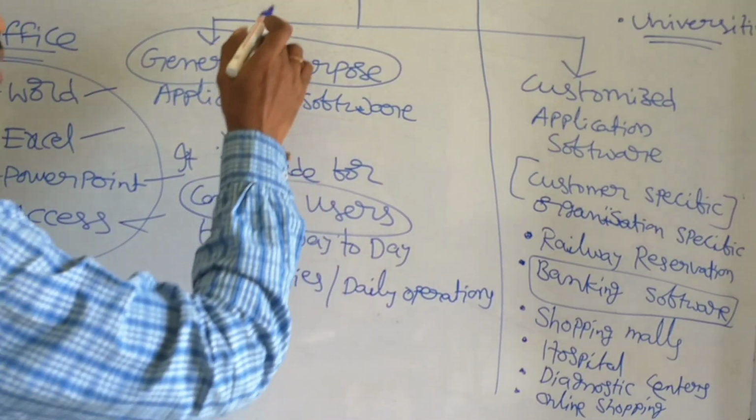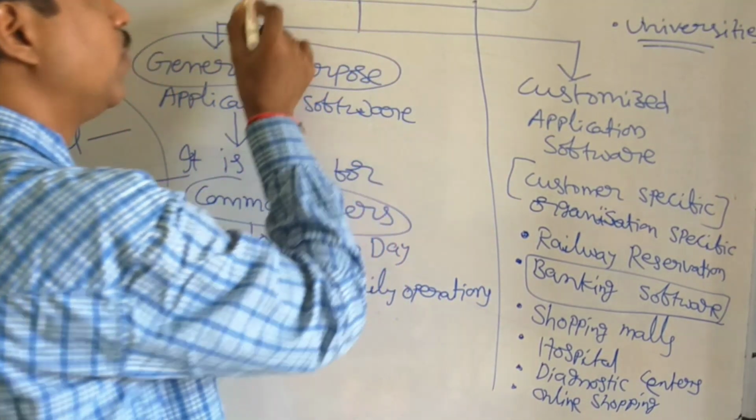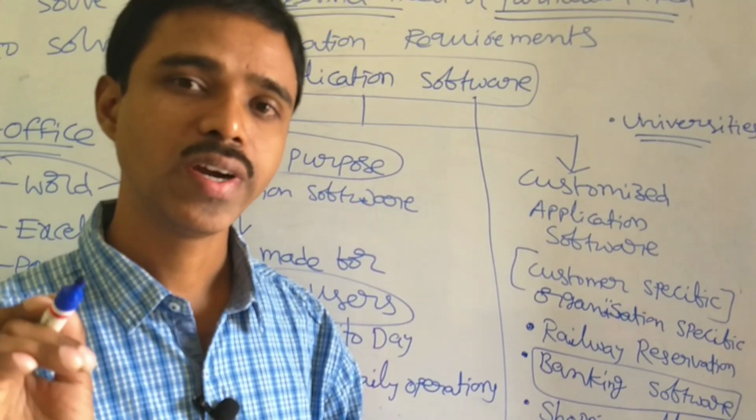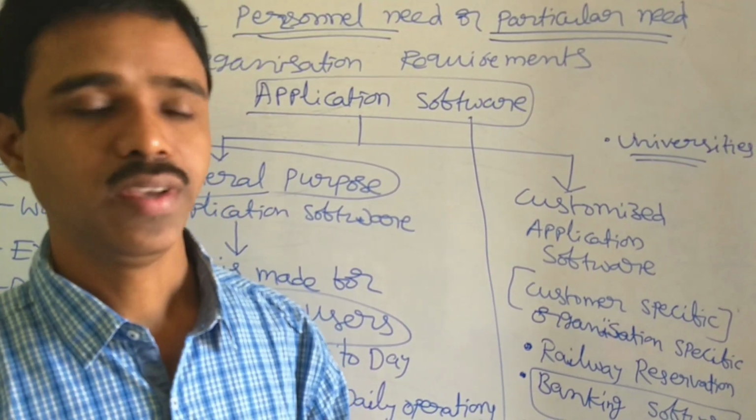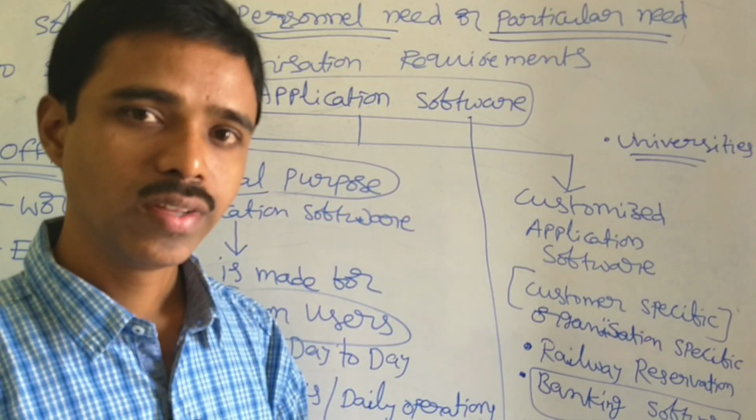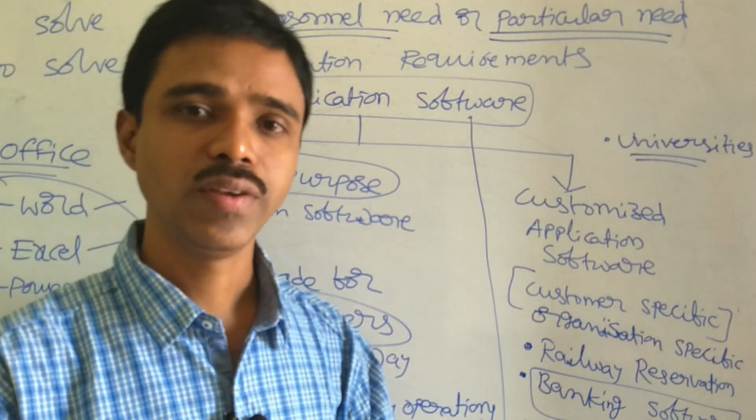Okay, but can you run this application software without system software? You cannot. Without system software, you cannot run application software. If you want to run any application software, if you want to install it in your computer, the system software must be there in your computer.